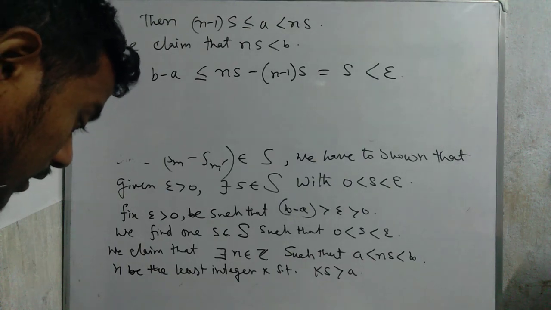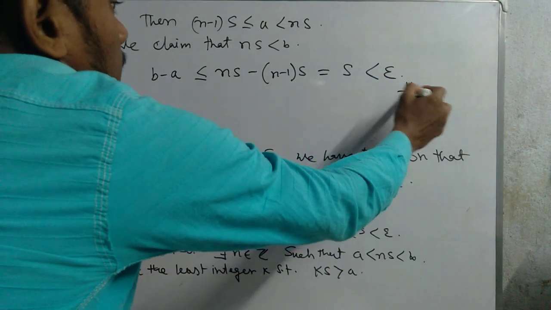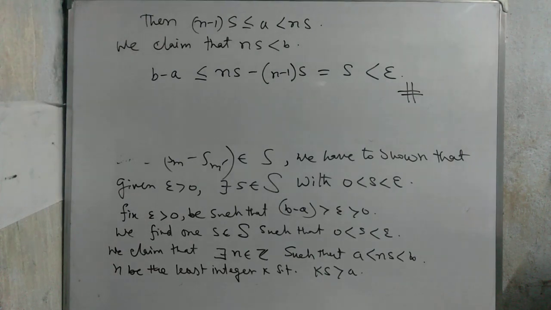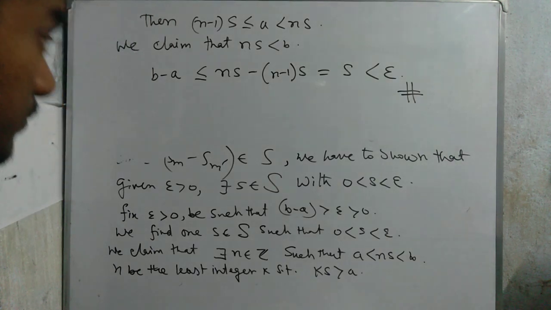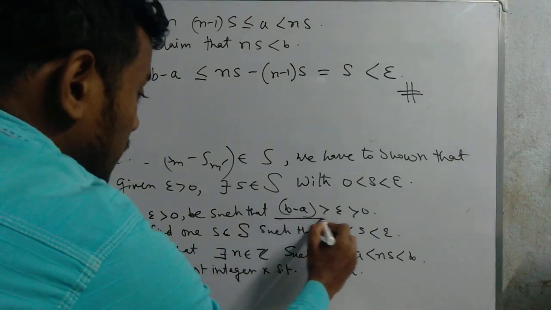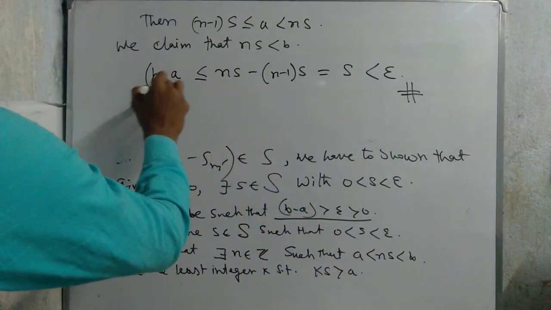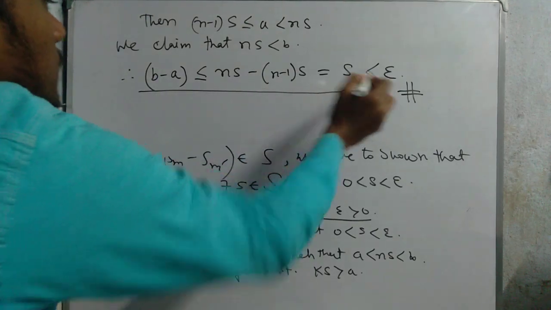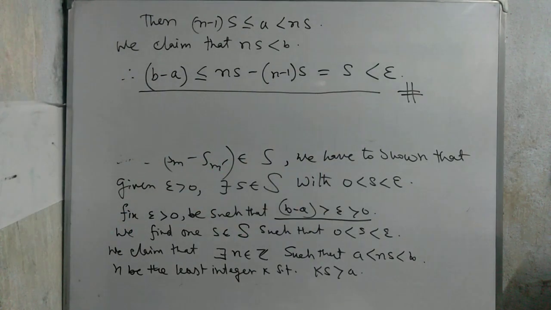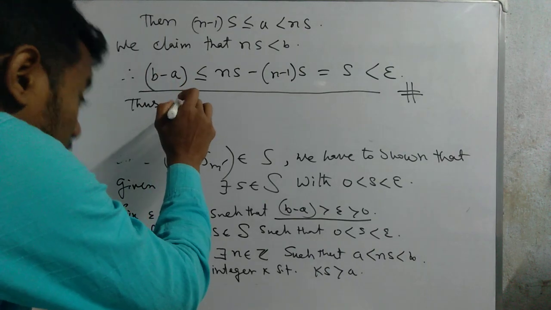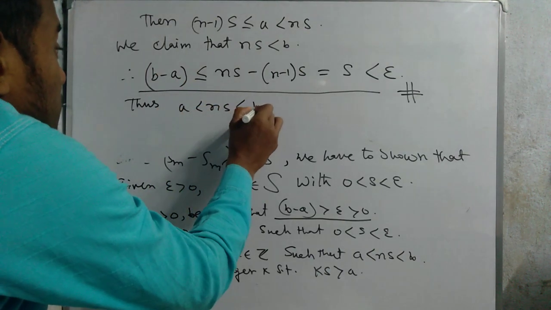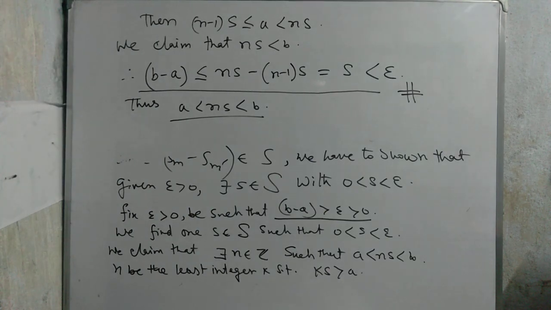Now here a contradiction arises. Then b minus a is less than epsilon, and so we get that a is less than ns, which is less than b. This is what happens.